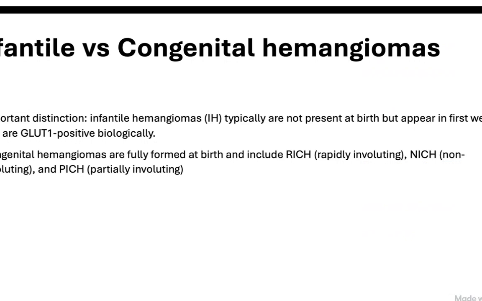First, there are the infantile hemangiomas, the ones that we see most commonly. They are typically not present at birth, but they appear in the first weeks, mostly in the fourth week, and they are GLUT1 positive biologically. The other form is the congenital hemangiomas. They are fully formed at birth. We can see them the moment the baby is born.